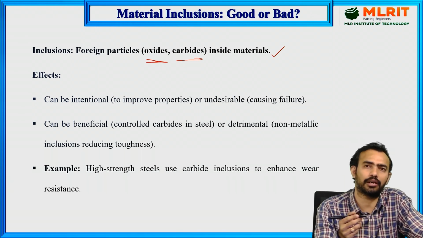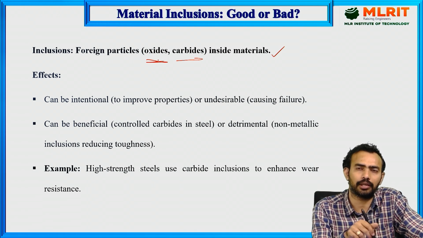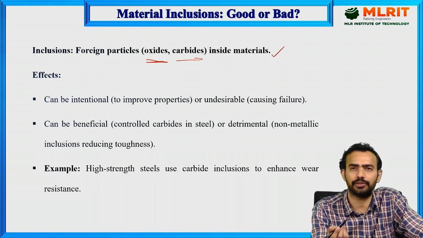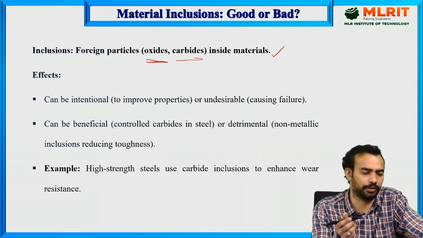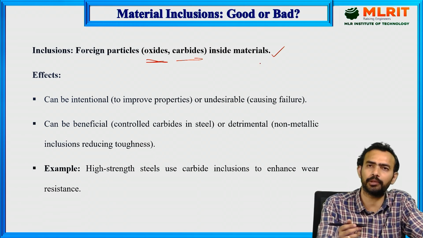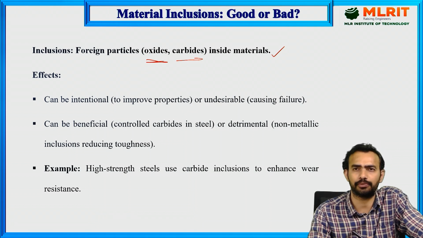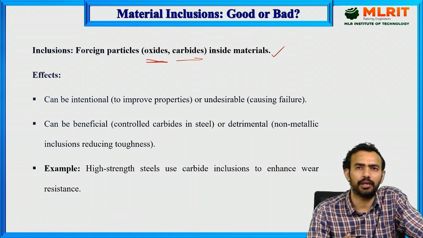So these oxides are considered to be foreign particles that are incorporated in the material, and since it is a foreign particle, it is considered to be a defect region or an imperfection. So these are the foreign particles inside the material. What could be the impact of the presence of inclusions? Obviously, as we have discussed in the Titanic case also, it reduces the overall strength.